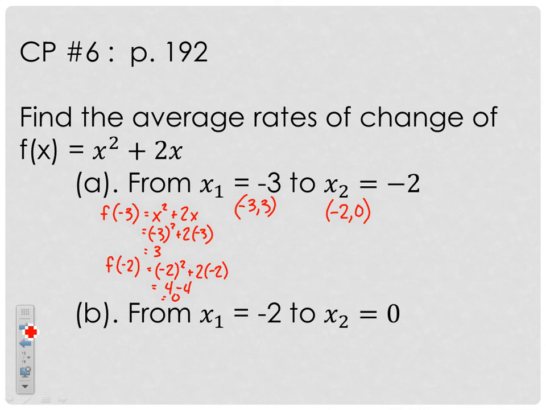f of x sub 2 minus f of x sub 1, all over x sub 2 minus x sub 1. Okay, so y minus y over x minus x. So negative 3 over negative 2 plus 3, which is 1. So I get a rate of change of negative 3.